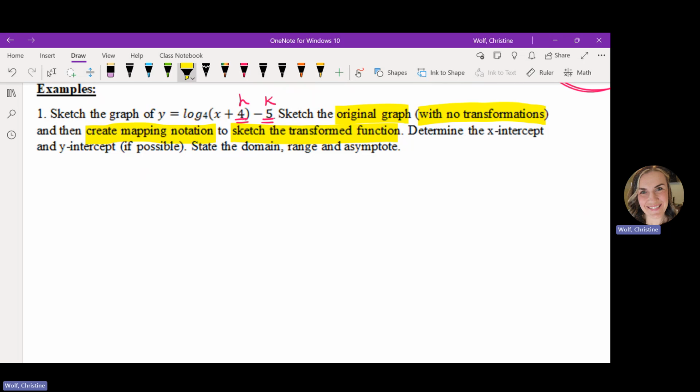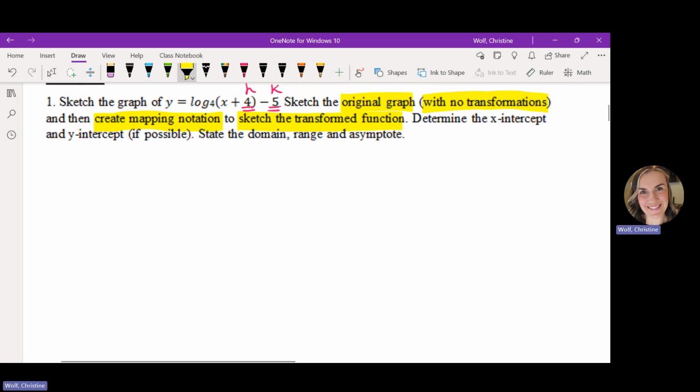Remember mapping notation from chapter 1? We're going to do that. We're going to determine the x-intercept and y-intercept if one exists. Then we're going to state the domain, the range, and the asymptote. So we've got a lot to do. We have to sketch two graphs, the original and the transformed. That's why I left you so much space on your notes. This whole question is going to pretty much take up the whole page.